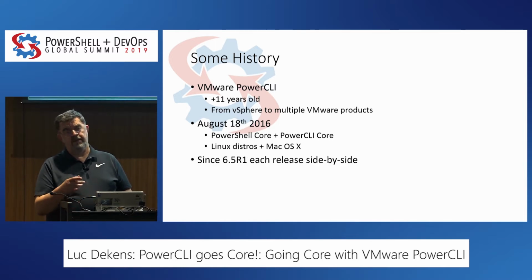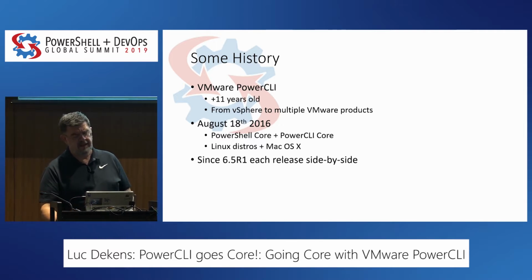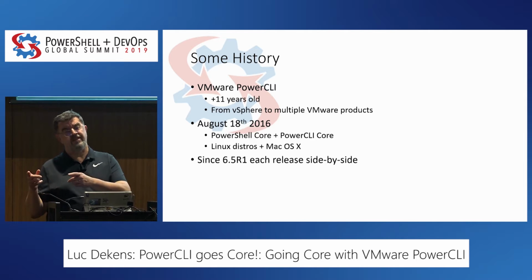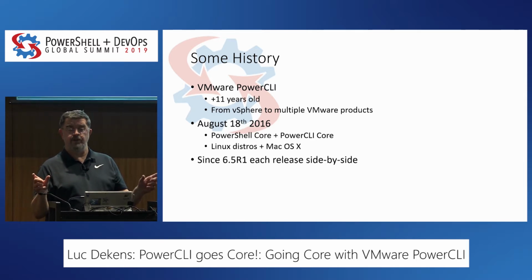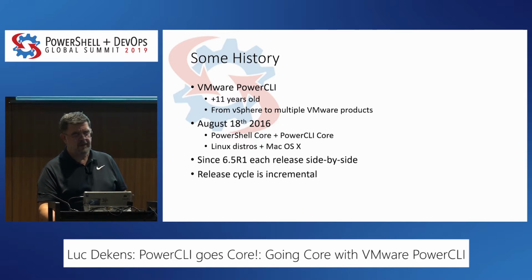Now, they deliver it side by side for the majority of the modules since 6.5 release 1, if I'm not mistaken. That means that in the same installation you have both modules. So if you would be running PowerShell 5.1, for example, and PowerShell 6 side by side on your Windows platform, which is only possible on Windows, you could still use the same modules. In reality, we'll see later on that it's slightly different depending on what version you are using.